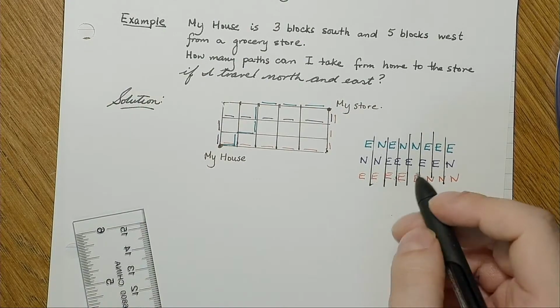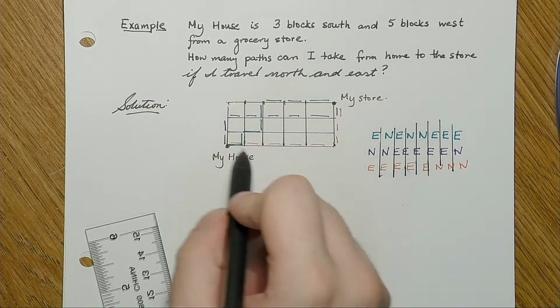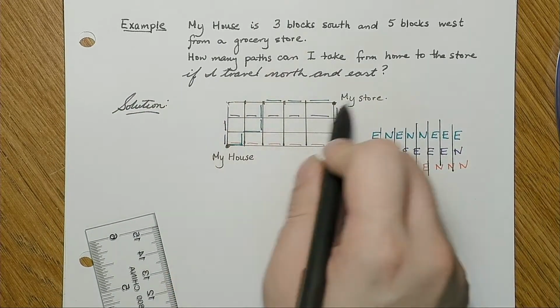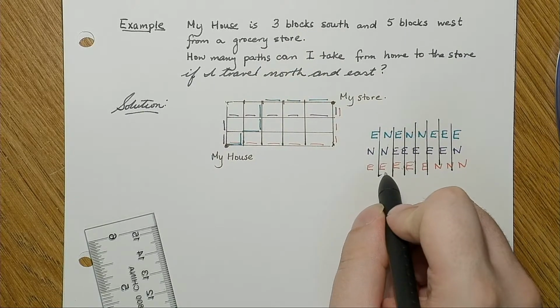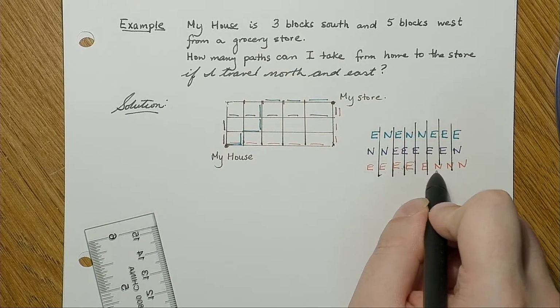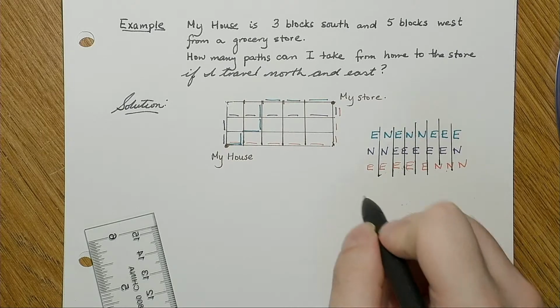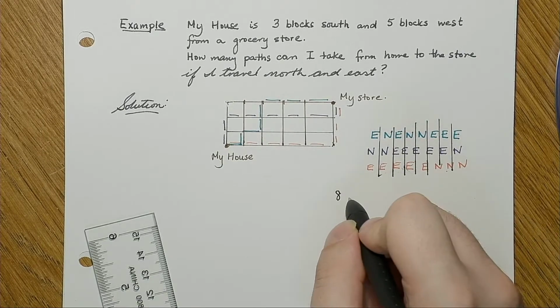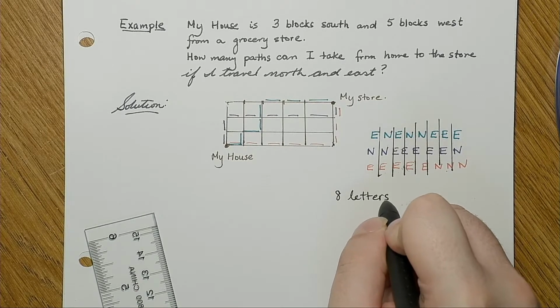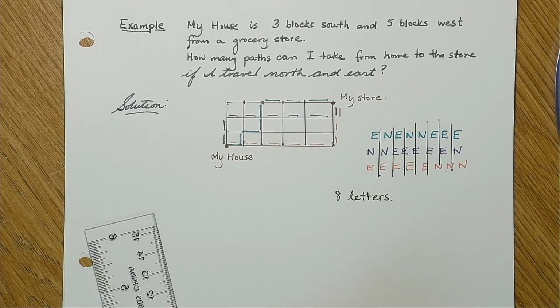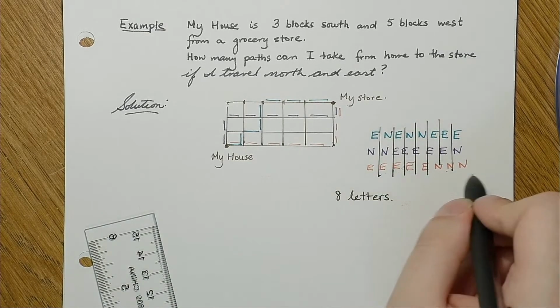What we see then is that all the paths that I'm taking to get from my house to my store, there's 1, 2, 3, 4, 5, 6, 7, 8. There's always 8 letters. Okay, there's always 8 letters.